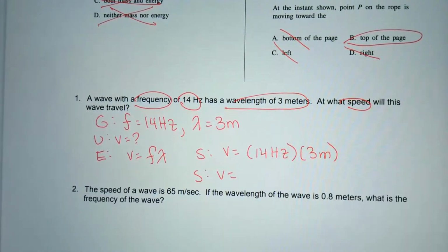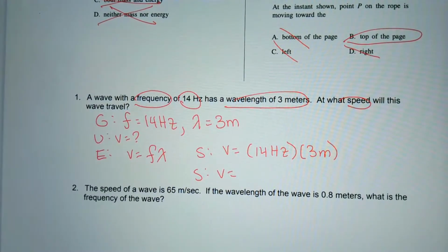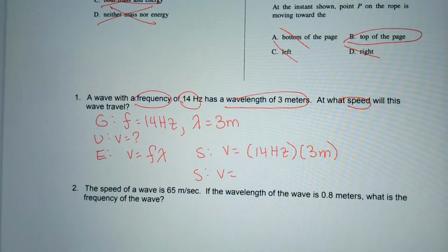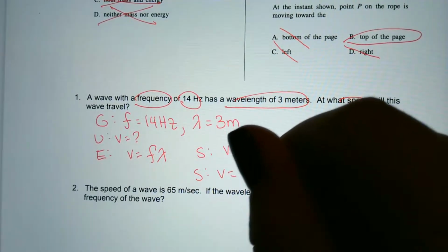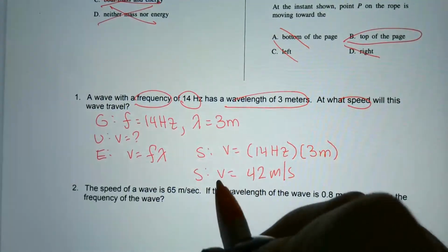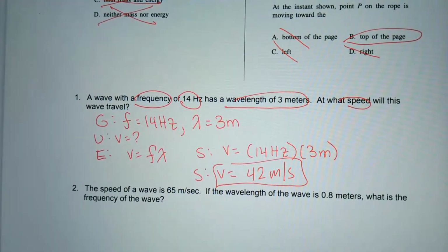And if you use a handy dandy calculator, which I feel like I probably should know how to do this in my head, but it's okay. If I did 14 times 3, that is going to be 42 meters per second.